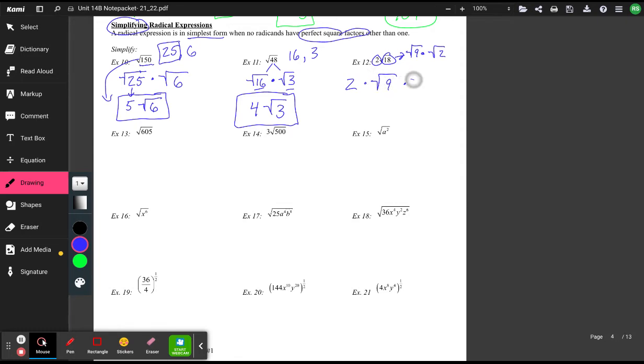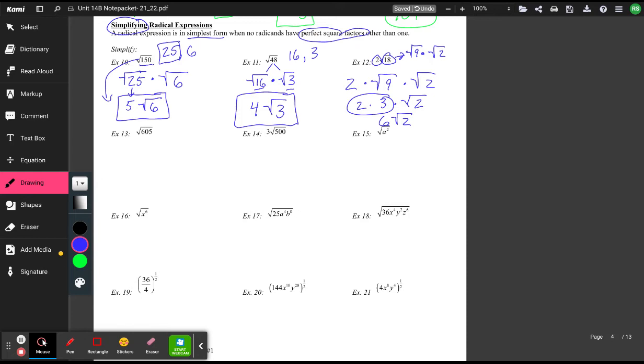So 2 times the square root of 9 times the square root of 2. Square root of 9 is 3. So 2 times 3 times the square root of 2. So it's kind of like breaking down each factor individually. Square root of 9 is 3. Well, these are both coefficients now. 2 times 3 is equal to 6, followed by the root 2 that stays out in front.